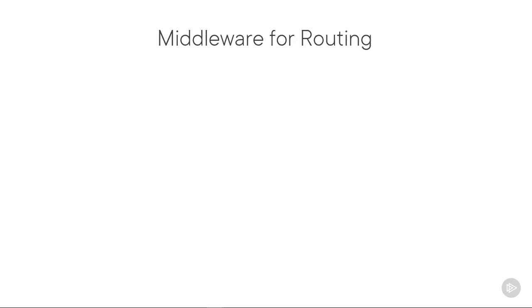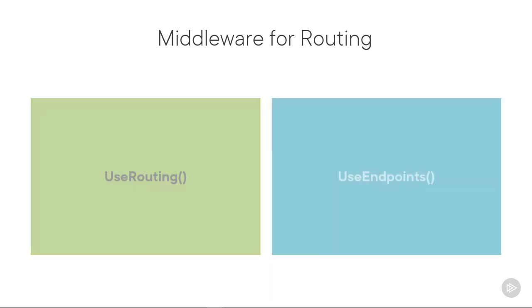Having the routing system work for us is again based on middleware. In fact, there are two middleware components which are responsible for this, and we can add these through the use of two methods, UseRouting and UseEndpoints.